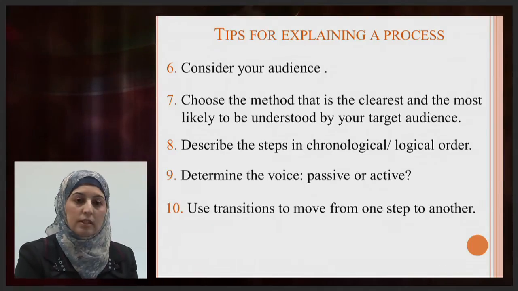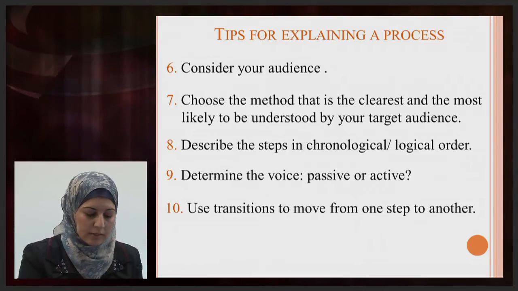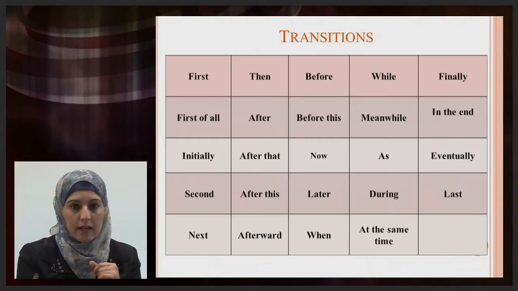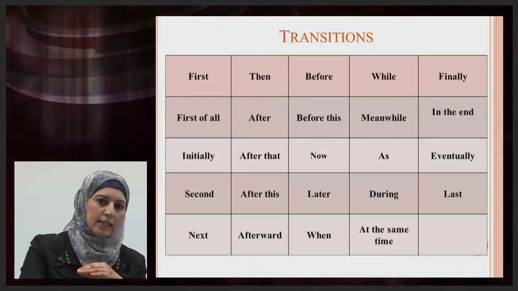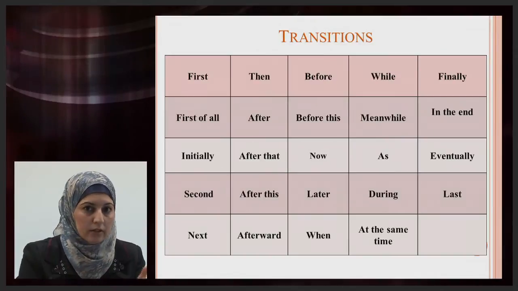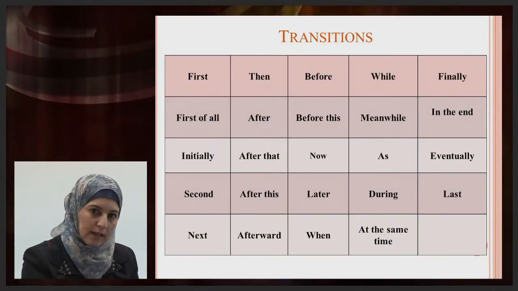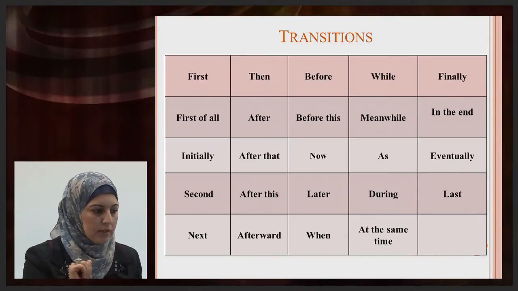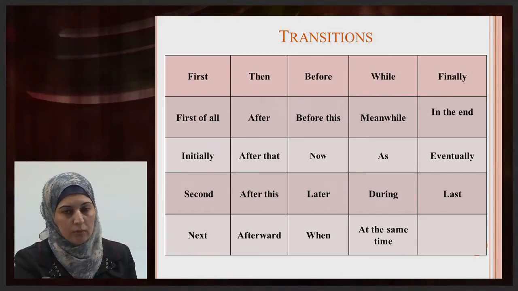Now, use transitions to move from one step to another. What does that mean? These transitions. For example, to show that this is the first step, you can say first of all, initially. Then you move to the second step. So you can say second or next. Then when you are moving through the steps, you can use then, after that, or after this, afterwards, before this, before that, later, when.